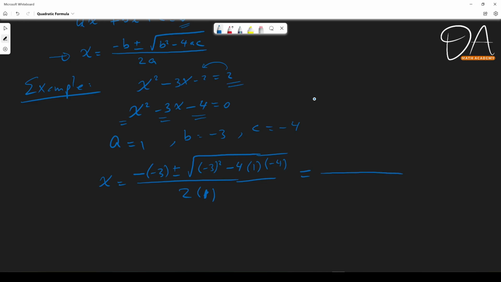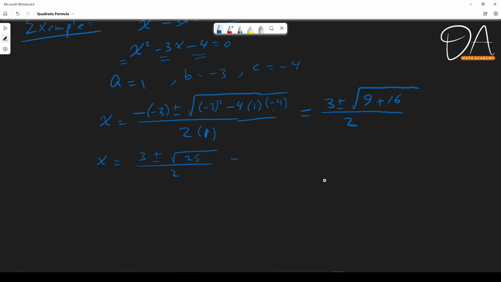So we can write this as minus minus 3, that gives us positive 3, plus or minus the square root of minus 3 squared. Whenever we square a negative number it becomes positive, so this gives us 9. And then we have 2 minus signs, here a minus and here a minus. When you multiply 2 minuses, that gives you plus. So then we have 4 times 1 times 4, that gives you 16. We already took care of the minus sign. And then 2 times 1, that gives you 2. So x can be written as 3 plus or minus the square root of 25, divided by 2.